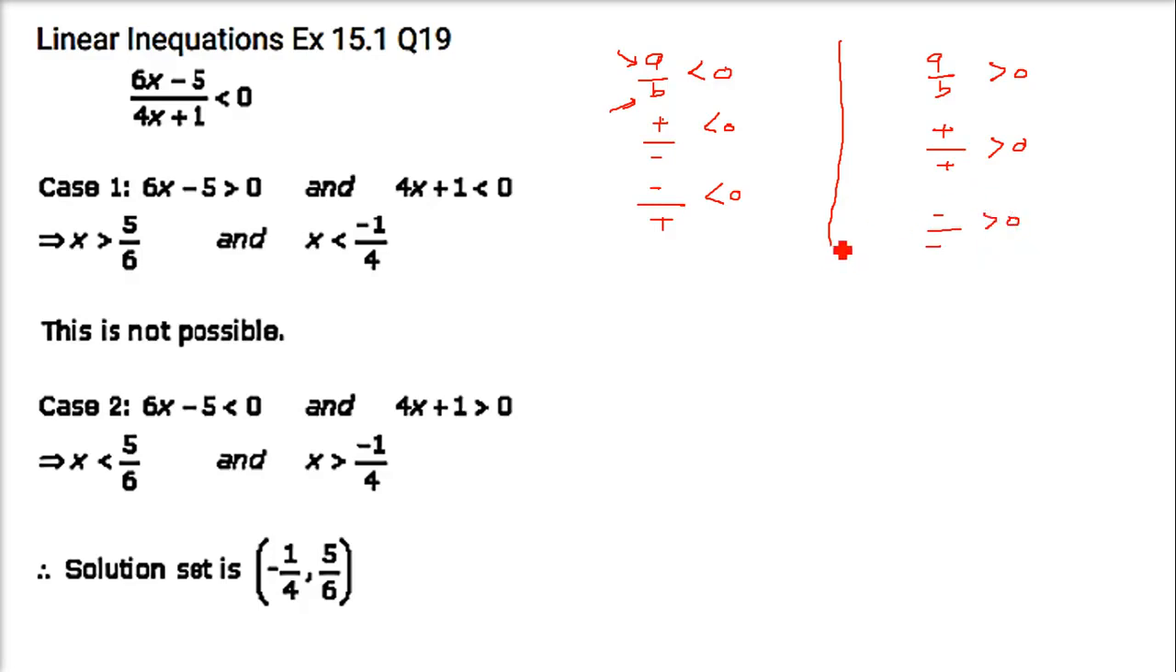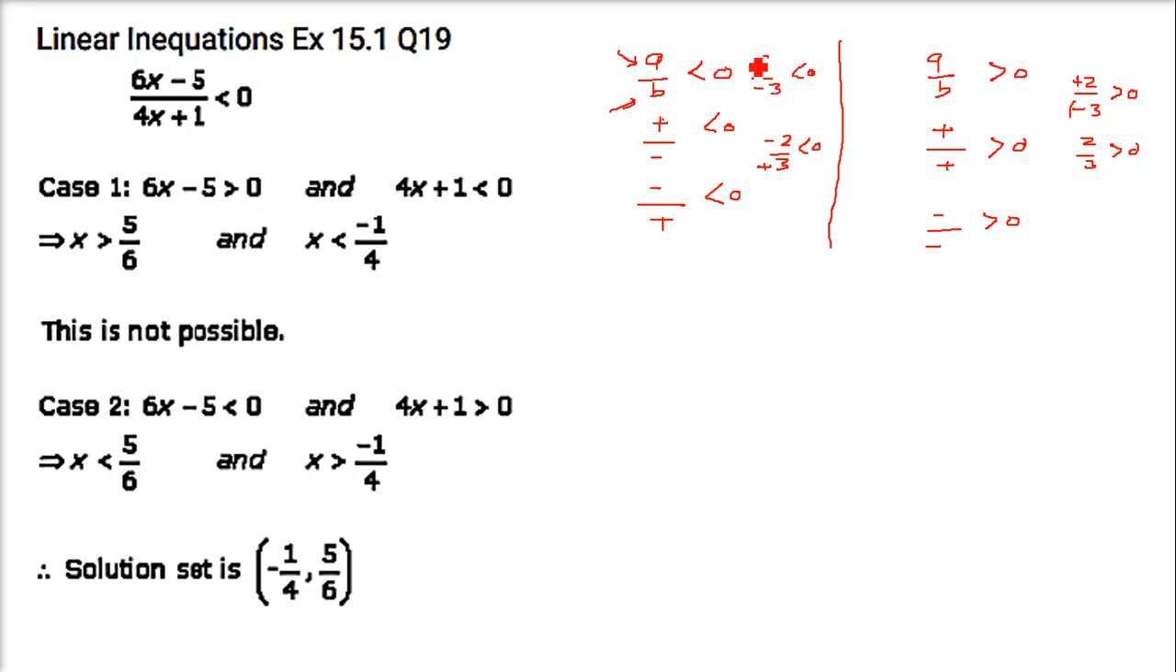I'll give you an example. See, I am taking 2 by minus 3. 2 by minus 3 is less than 0 and minus 2 by 3 is less than 0. In both the cases, this is plus, this is minus. And here, minus 2 by minus 3 is greater than 0 and 2 by 3 is also greater than 0 because this minus minus gets cancelled.